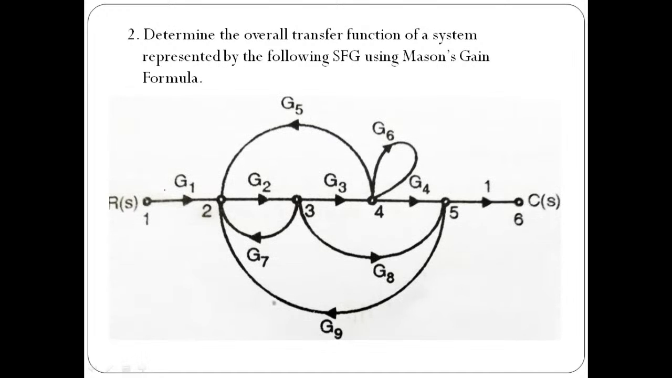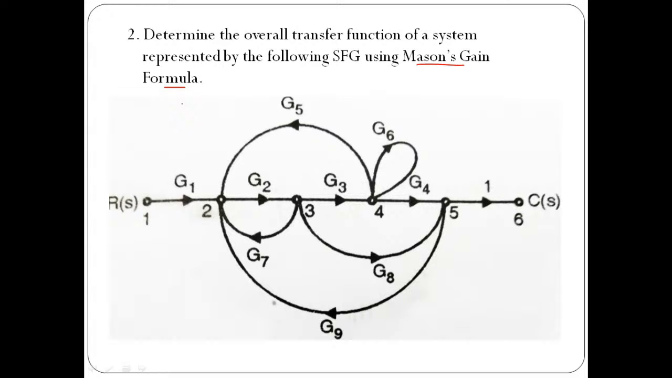So this was numerical number 2 on the topic signal flow graph, where our objective is to find the transfer function of the system using Mason's gain formula. So I want everyone to please draw this structure, and let us try to apply the logic of Mason's gain formula to find its corresponding transfer function.